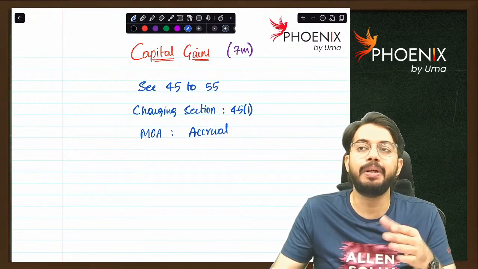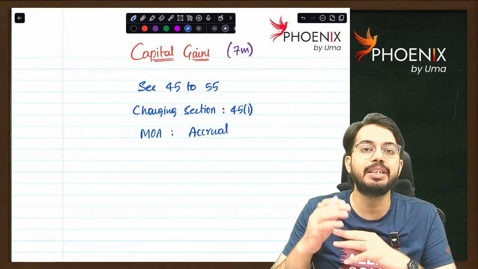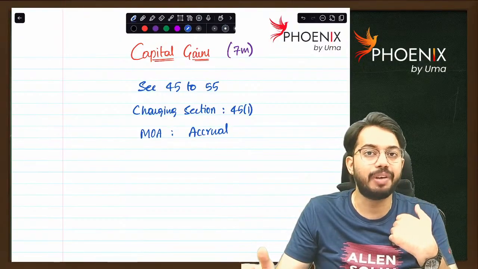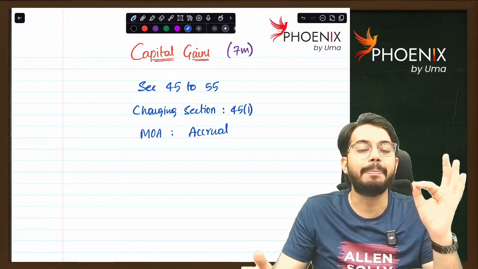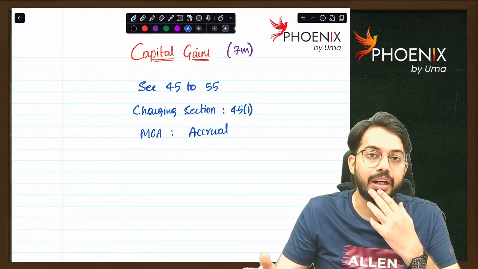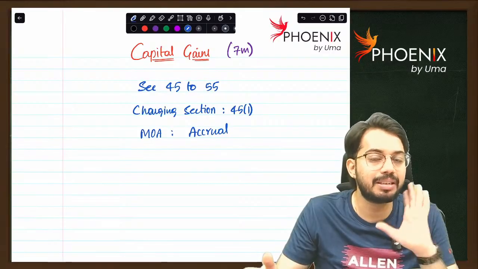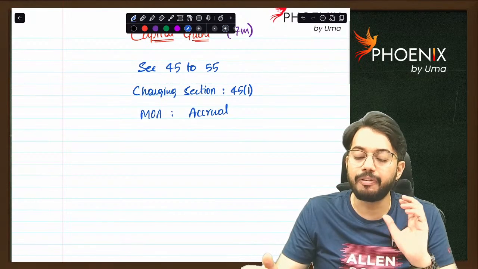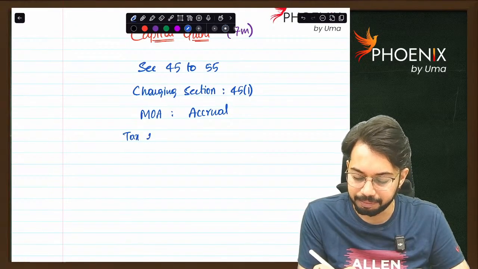See, for example, in 24-25, I sold my house, but the buyer paid me consideration in 25-26. I got money in 25-26, but capital gains are not applicable in 25-26. Capital gains are applicable in 24-25. So the year in which the capital asset is transferred, on accrual basis, capital gains are applicable. Are you able to understand?